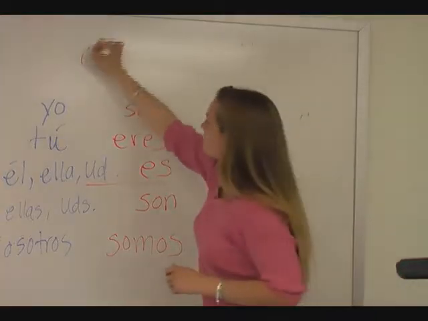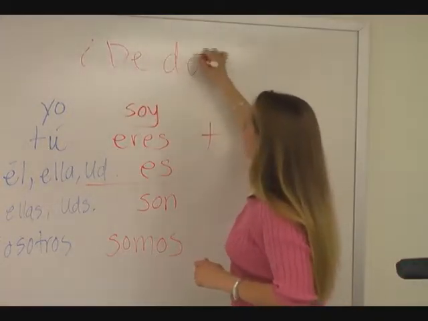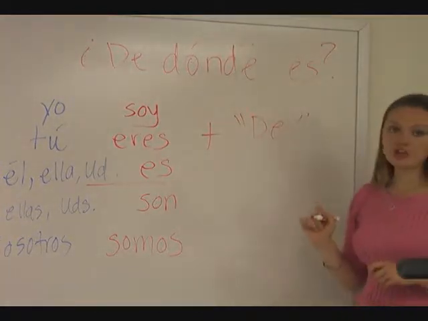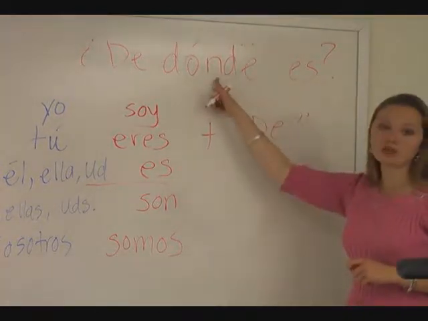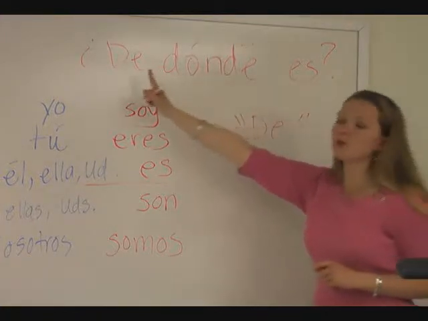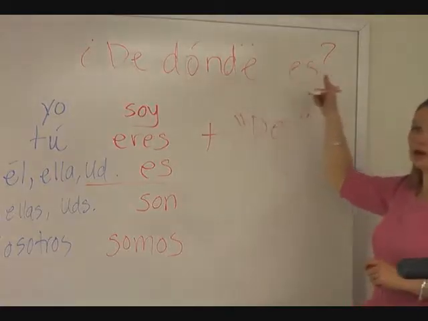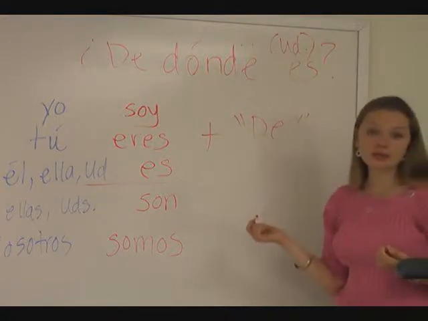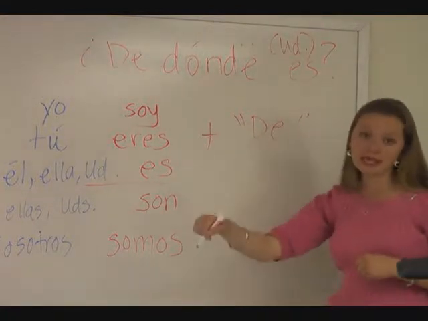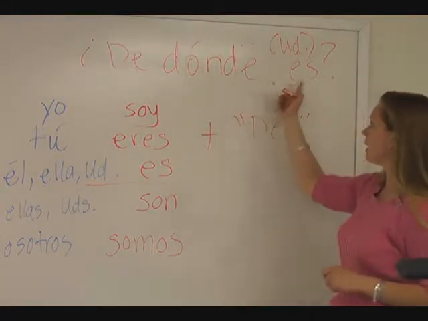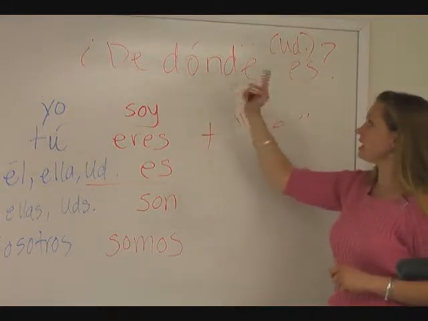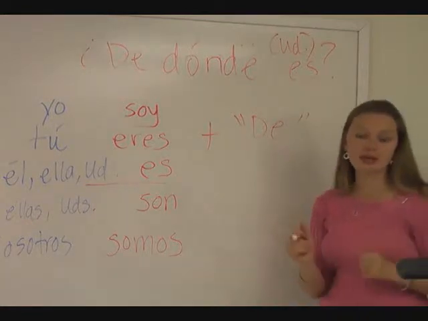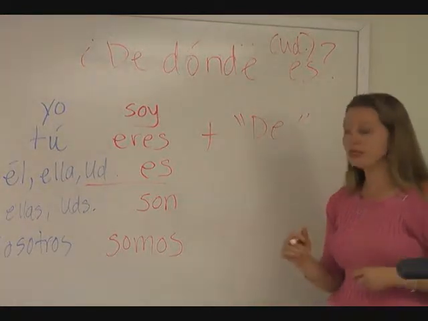La pregunta, ¿de dónde es? ¿De dónde es? This is an interrogative word. ¿Dónde? It means where. La pregunta es, from where are you? That would be in the usted form. Depending on the subject, you could be asking, where is he from? Where is she from? Pero así se usa para usted. ¿De dónde es? Esta es la pregunta that you're going to ask somebody if you want to know where are you from in the usted form.